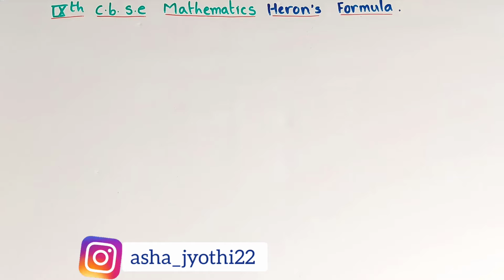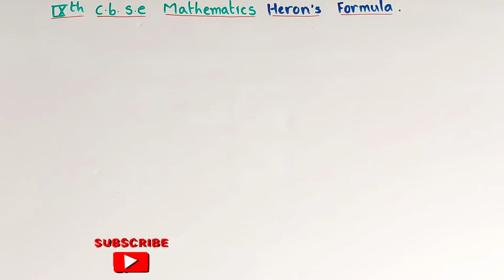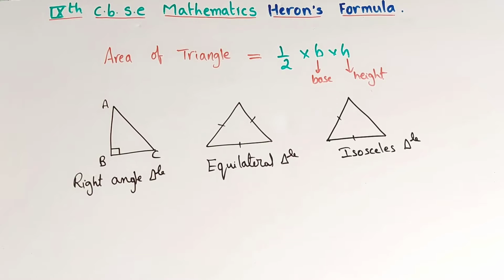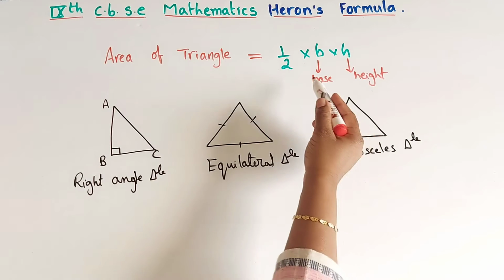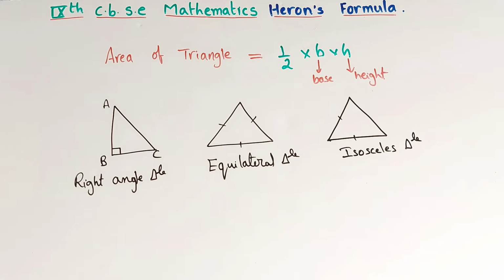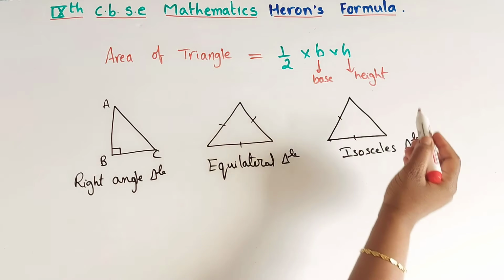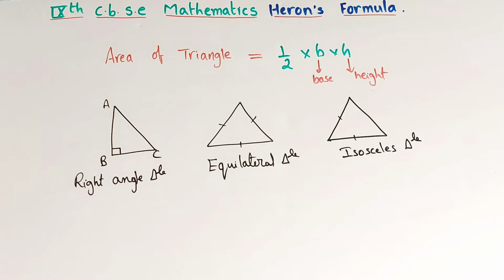We are learning 9th standard CBSE mathematics. In this session we are starting a new chapter, children, chapter 12, Heron's formula. We know that area of a triangle equals half into B into H, children. That means B means base, H means height here. So we need base and height to find out area of a triangle, right?